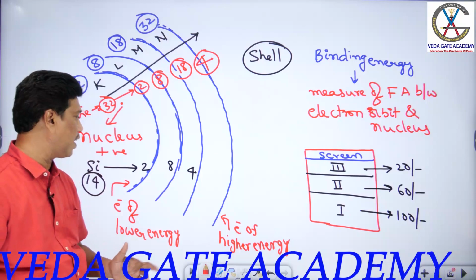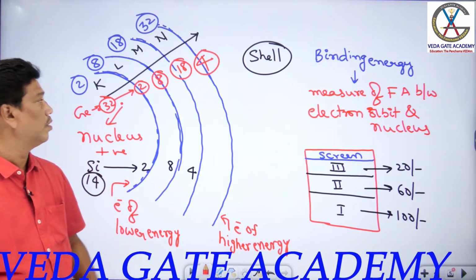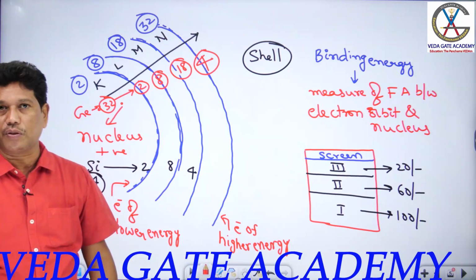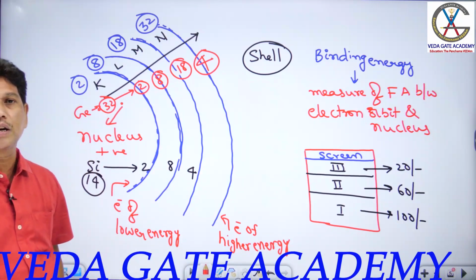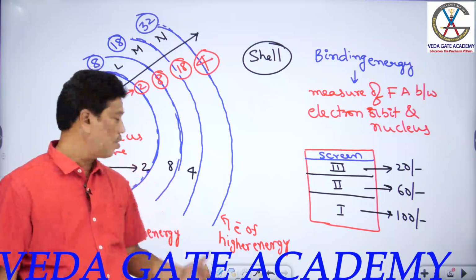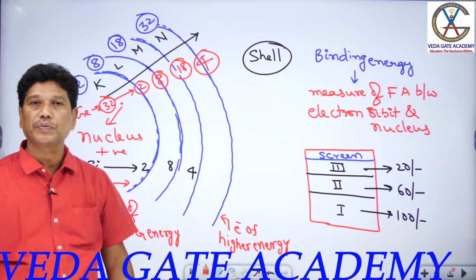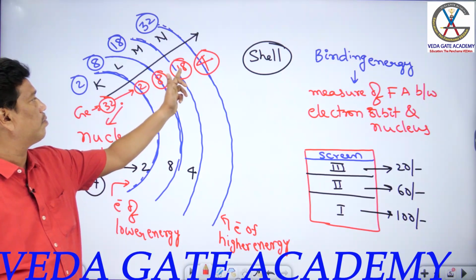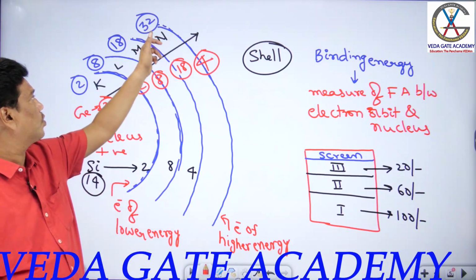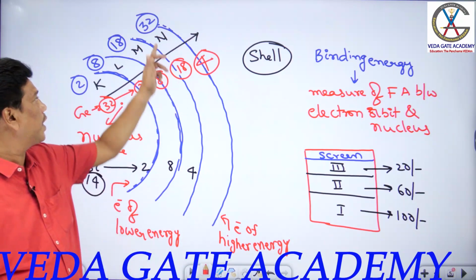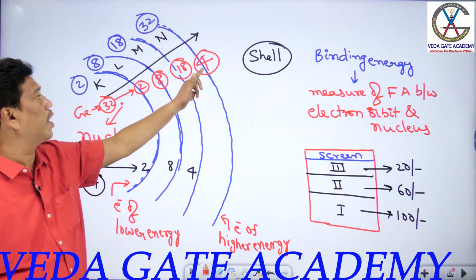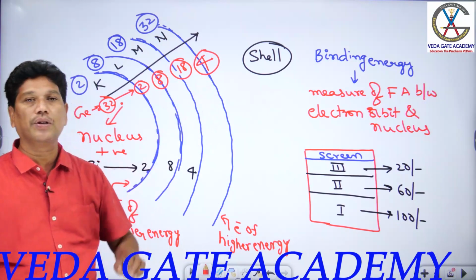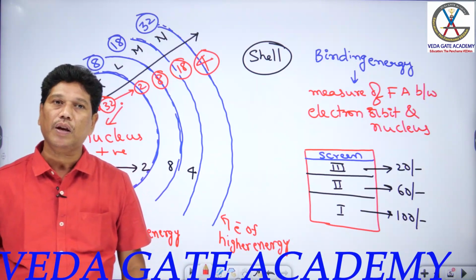Suppose I go for silicon. Who should be the outermost here? M. In that M cell, how many are there? Only 4. But originally I require how many? 18. Not complete. So it's not stable. It's unstable. Right? Germanium here, 32 are there. The occupancy of the electrons is like this, whose outermost is nothing but N. In the N cell itself, originally I need 32. But how many are occupied? Just 4. So it's also not complete. It is also unstable. Confirm now?